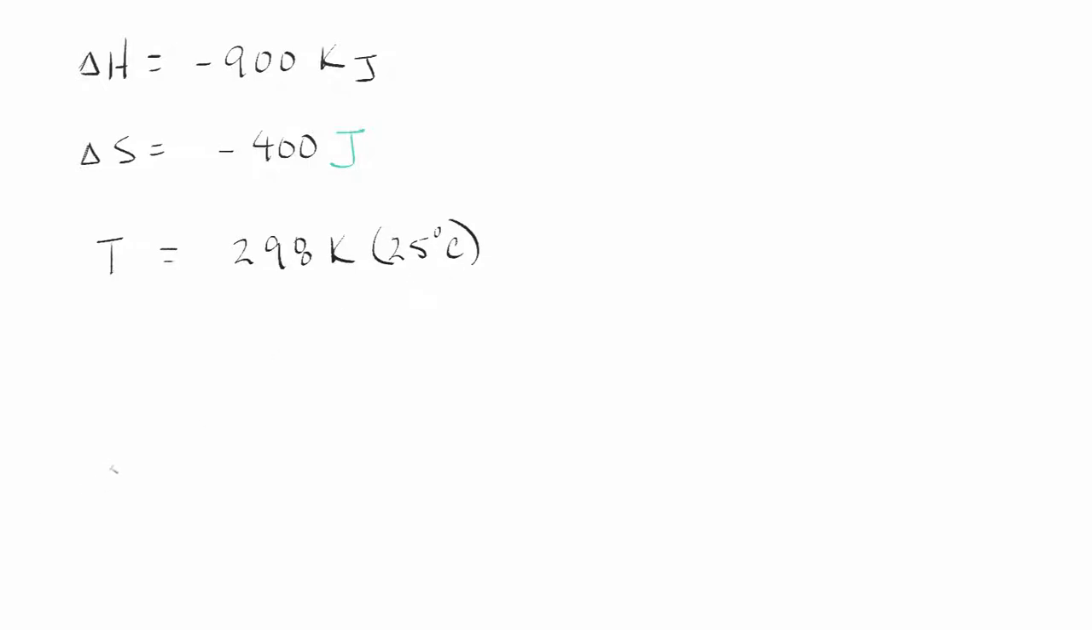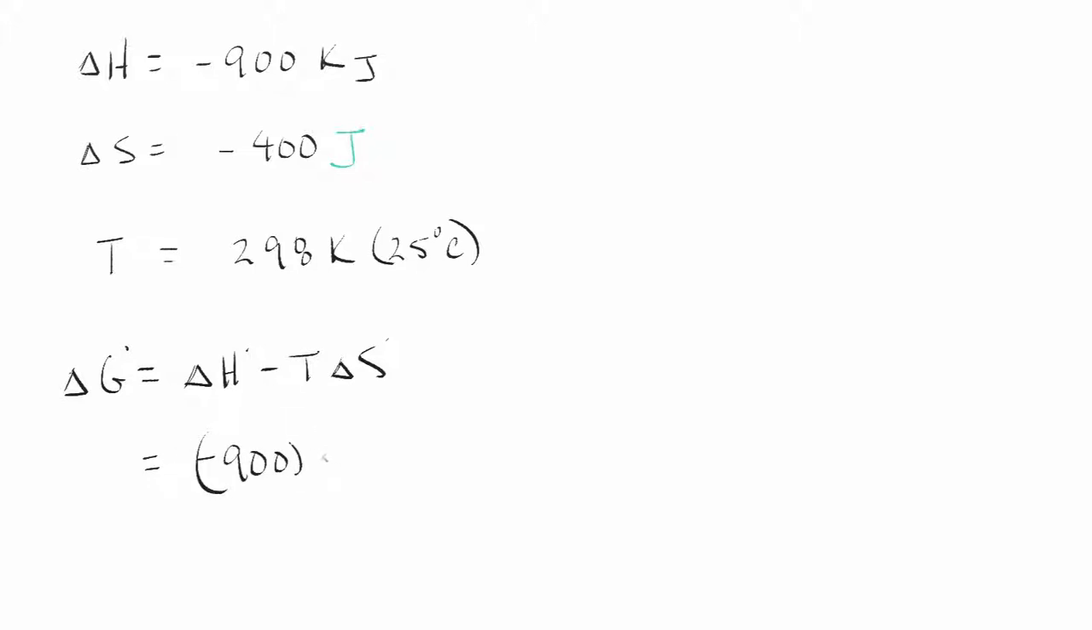So what we're going to do is plug this into our formula. And what is our formula? Well, our formula is delta G is equal to delta H minus T delta S. And of course, these are all standard state conditions, 25 degrees Celsius. So now we say that this is equal to, it's going to be negative 900.